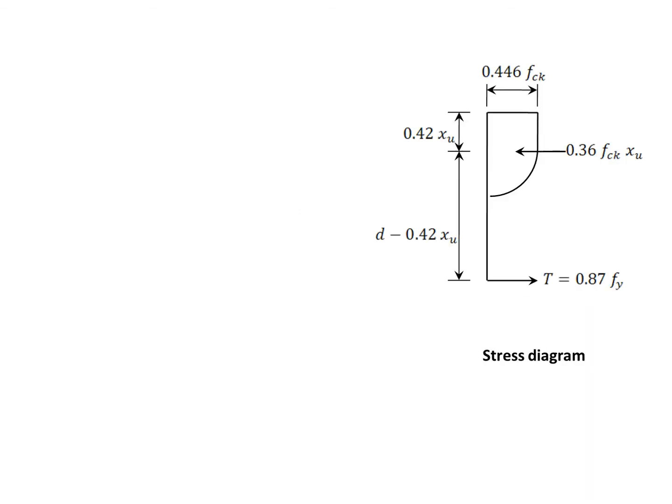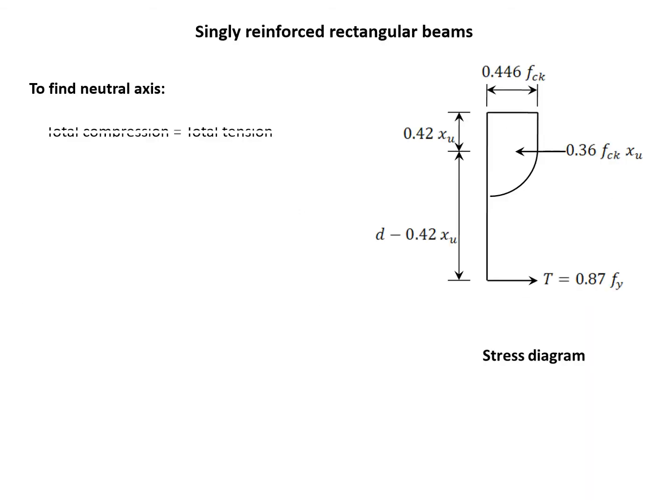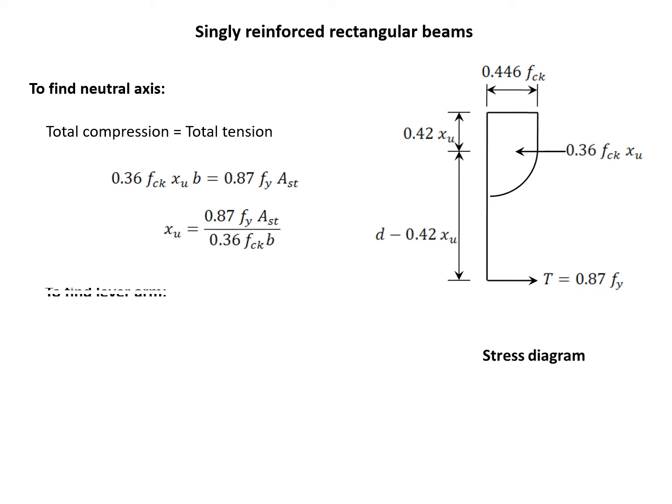Now, let's say, our usual way to find the neutral axis: total compression is equal to total tension. So total compression will be 0.36 FCK XU into B. See, 0.36 FCK is the resultant, and XU and B give the area. So 0.36 FCK XU B is equal to 0.87 Fy stress into AST. From this you get the formula for finding the neutral axis.